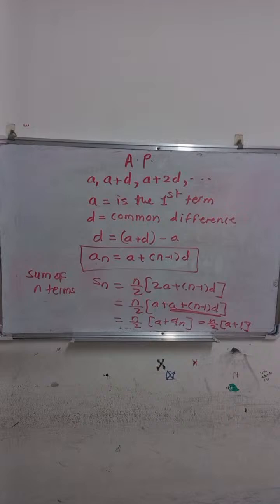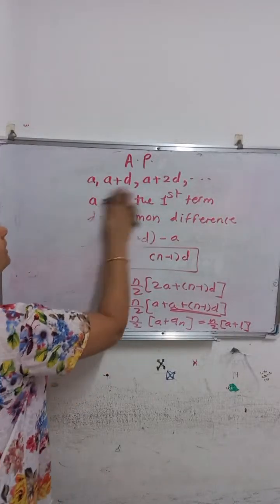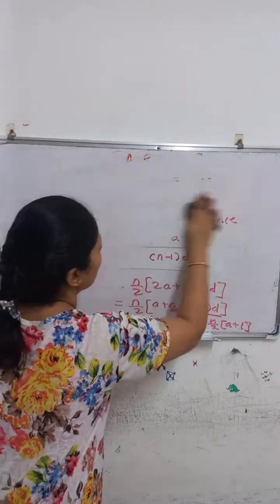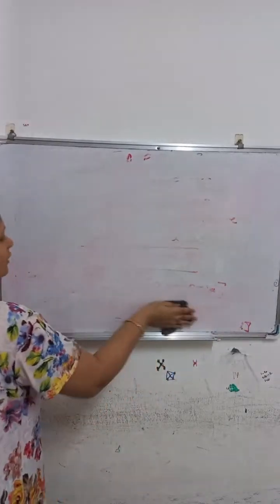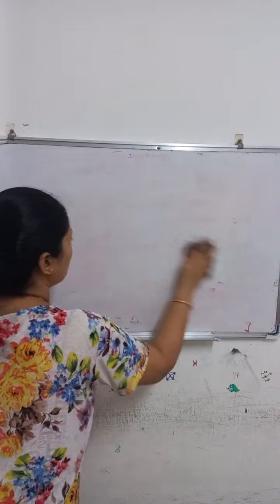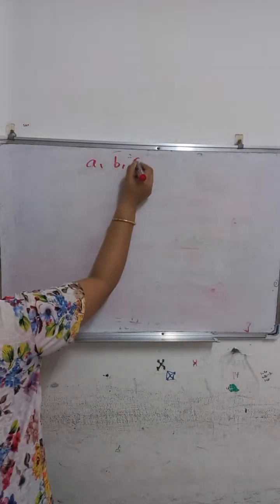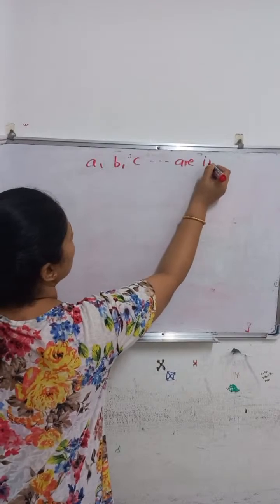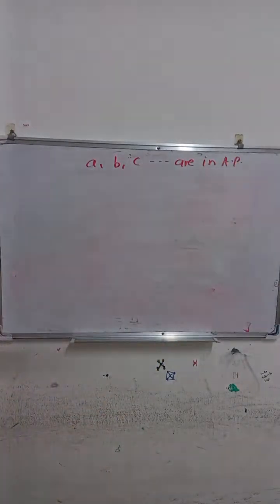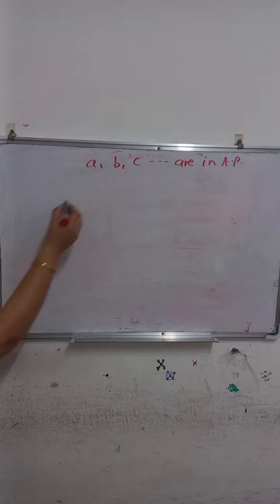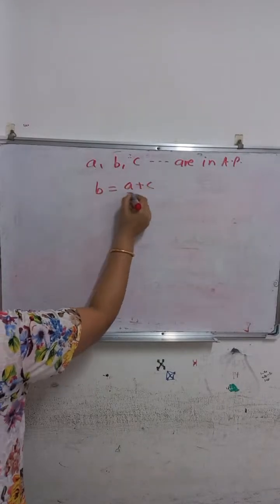One more important thing you can write down. Suppose they give the questions in terms of variables, for example, if A, B and C are in AP, then find the terms and so on. Keep that trick also with you. Write down: A, B, C are in AP. Then we write B is equal to A plus C by 2.